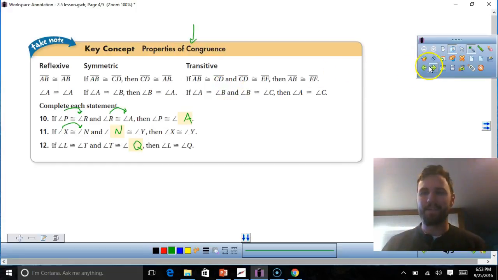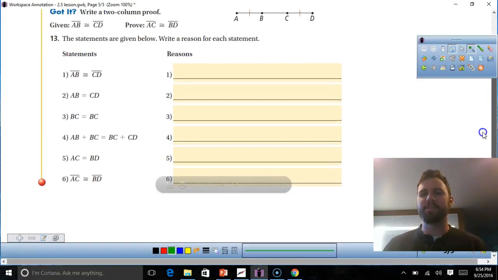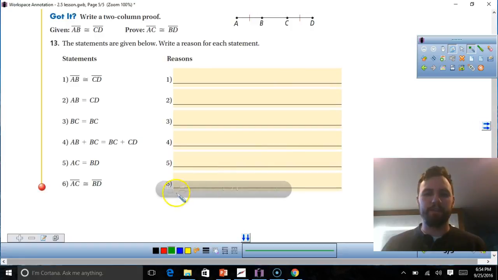Yay! Let's try one. Another proof. That's a weird face. Alright, let's print. Print. It didn't work!